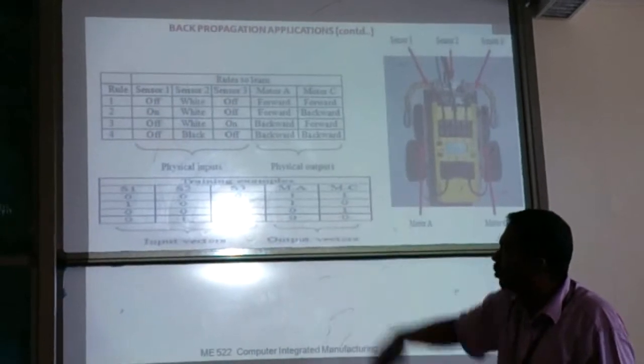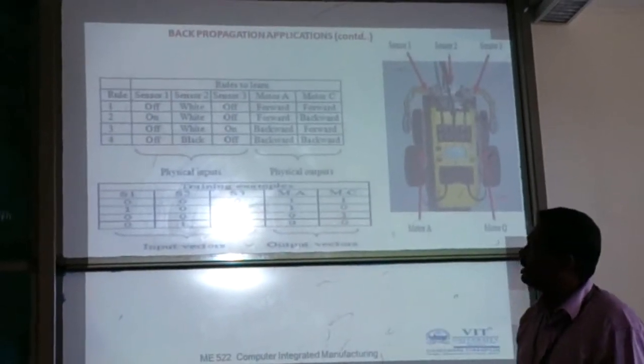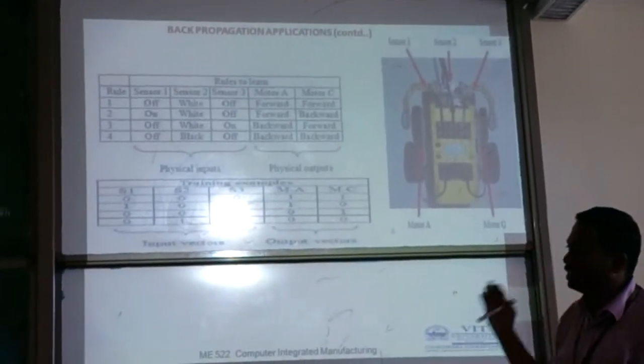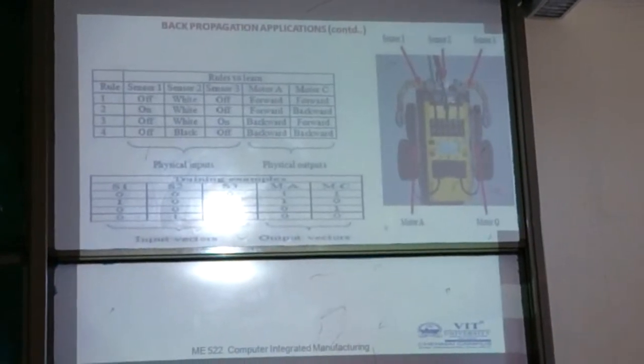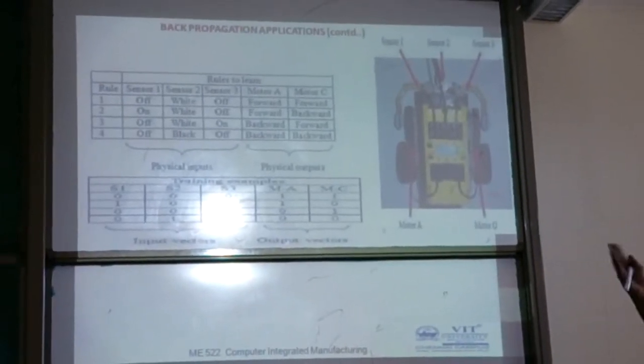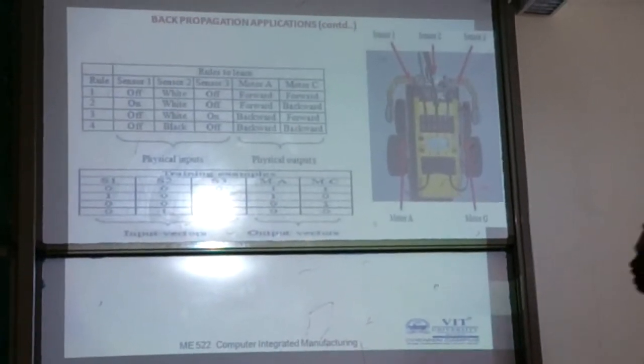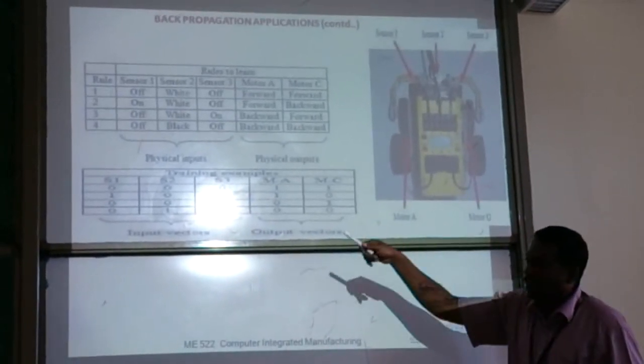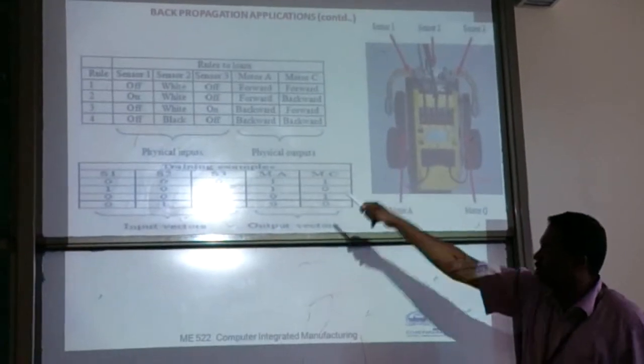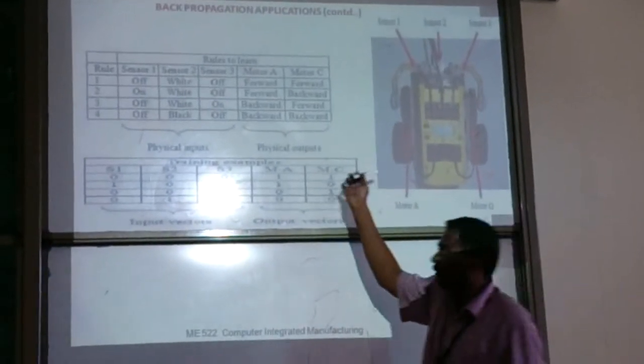And coming to the rule where sensor 1 is off, sensor 2 is off, and sensor 3 is on, it means motor A is backward, which is the inverse of the second rule, and motor C is forward. Coming to the fourth rule, sensor 1 is off, sensor 3 is off, and sensor 2 is only on. What happens? Both move in backward directions.